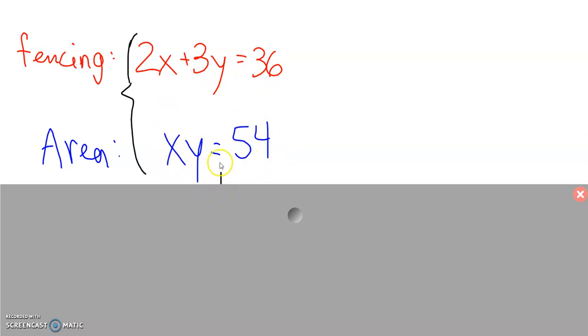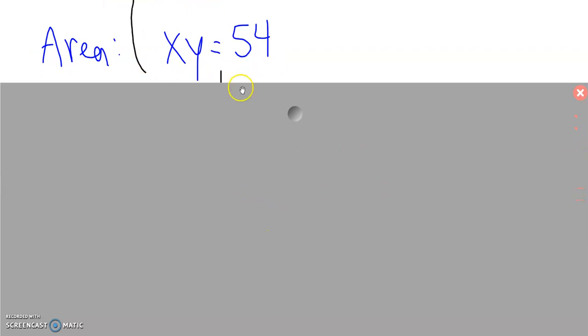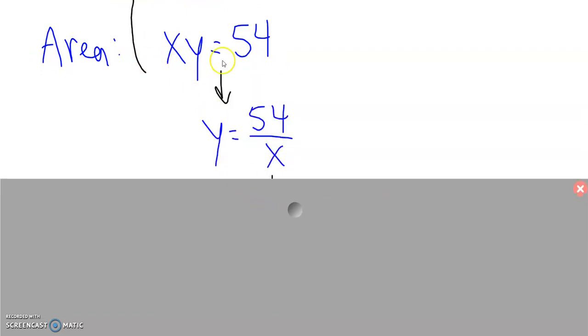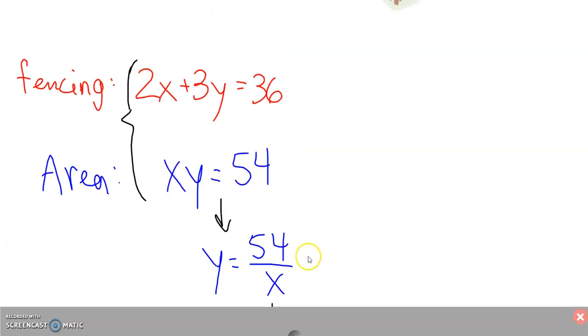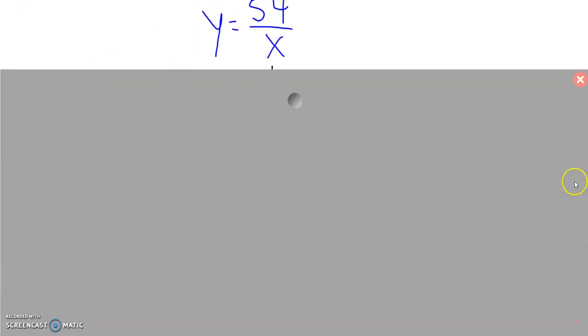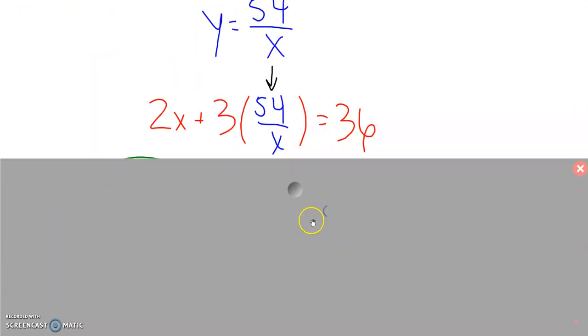And what we have to do is solve this second equation here for x or y. I'm going to solve that equation for y by dividing both sides by x, and I get y equals 54 over x. I then take that and plug it into this equation in place of y, which gives me that. I then need to solve this equation for x.